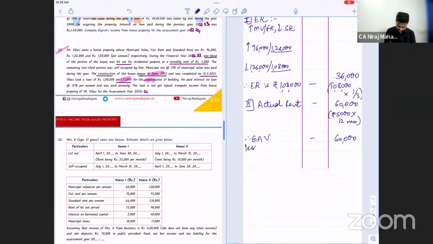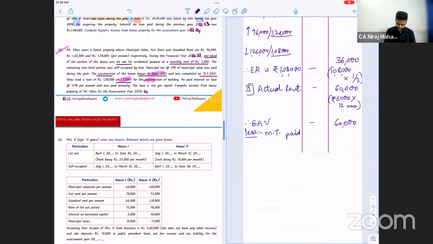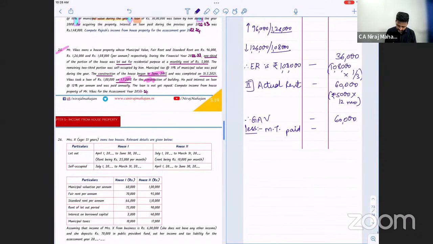Less what? Municipal taxes paid during the year. Again, we don't allow for SOP. How much is paid? But municipal taxes 11%. So I'm writing your figure. 11% of municipal valuation, obviously, is how much? Before apportionment. 10,560. And here I'll do 10,560 into 1 by 3. Okay, divide by 3. 3,520.